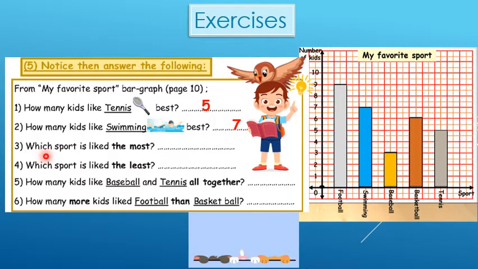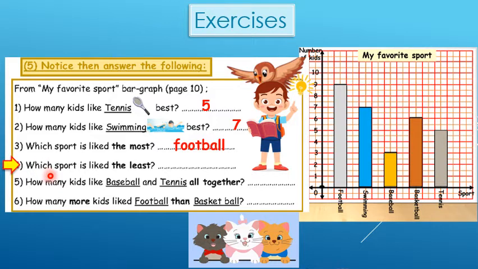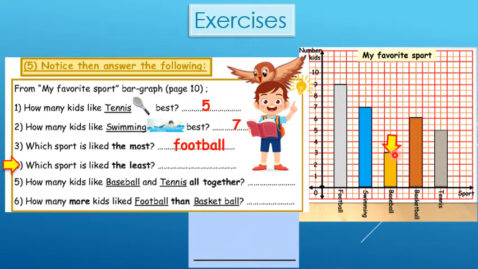Third one we have, which sport is liked the most? Which one of these sports is liked the most? Football or swimming or baseball or basketball or tennis? Then the most one will be football. Yes, the largest one. It will be football. Number 4, which sport is liked the least? The smallest number of kids like it. Which one of these sports? We have the smallest bar here, which is baseball. We will point to baseball, which is 3 kids only who like it.